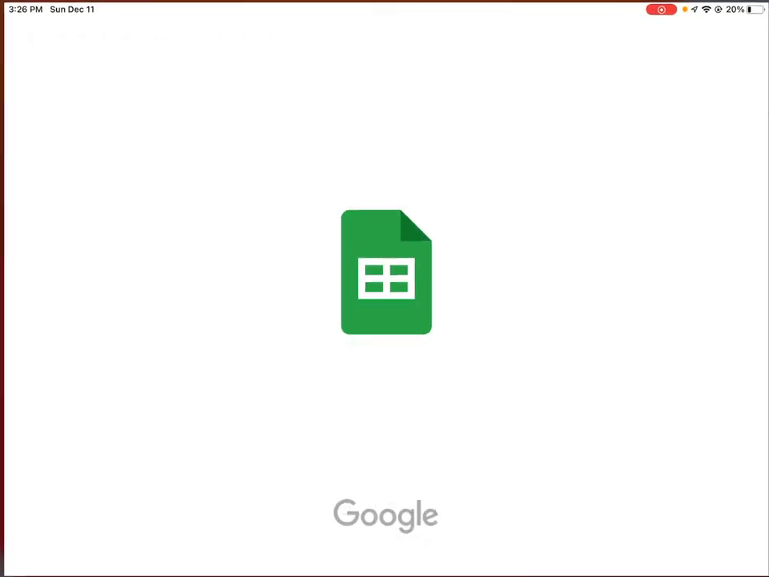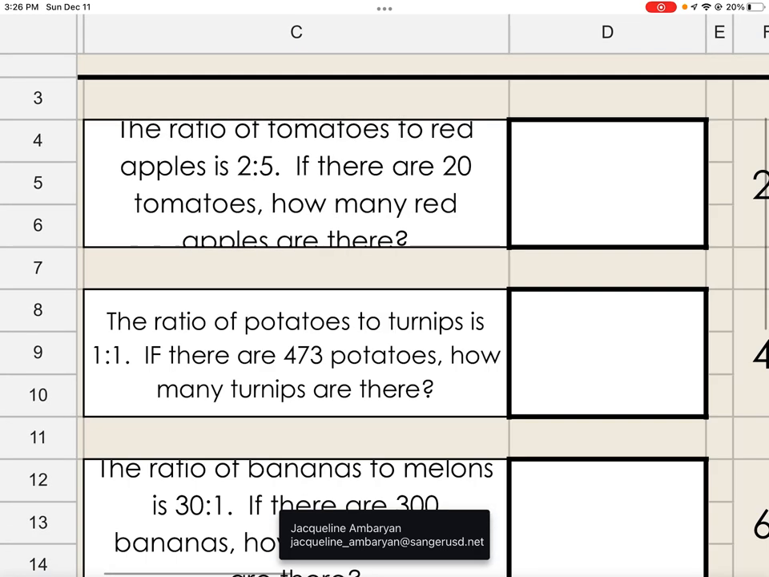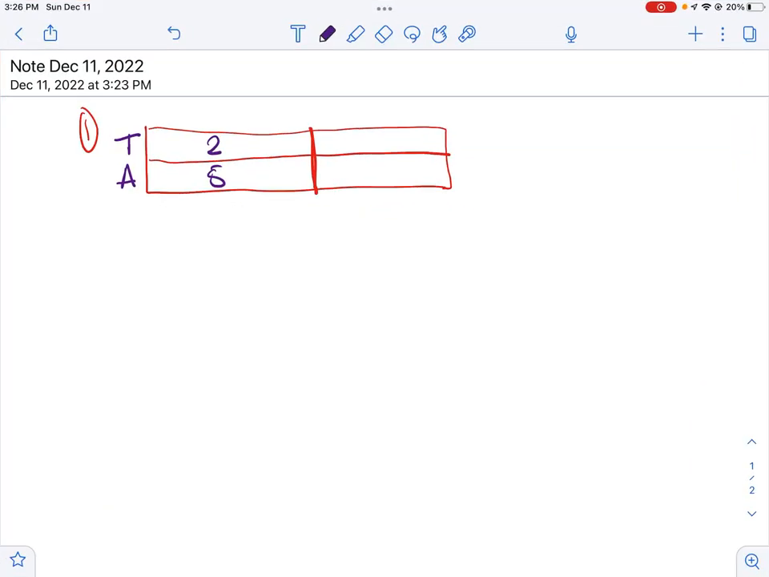Okay, if I go back to the problem, it said, if there are 20 tomatoes, how many red apples are there? So I need to put my 20 in the same row right there as my 2 tomatoes. So like this, so that tomatoes and tomatoes are together. Okay, then I'm going to ask myself, in order to find this missing number right here, what did they multiply 2 by to get 20? And I know that 2 times 10 is 20, which means they multiplied the 2 times the 10.